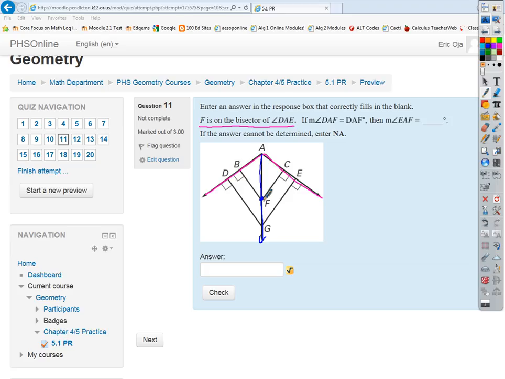So angle EAF is going to be what? It's going to be half of the thing. 45. Yeah, it's going to be 45. Oh, you know what? Oh, never mind. That didn't give you what you're supposed to know there, did it?